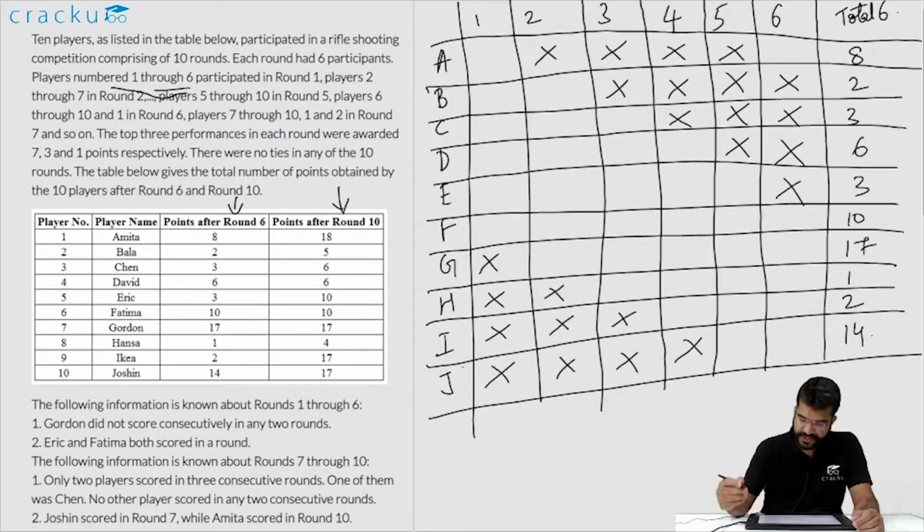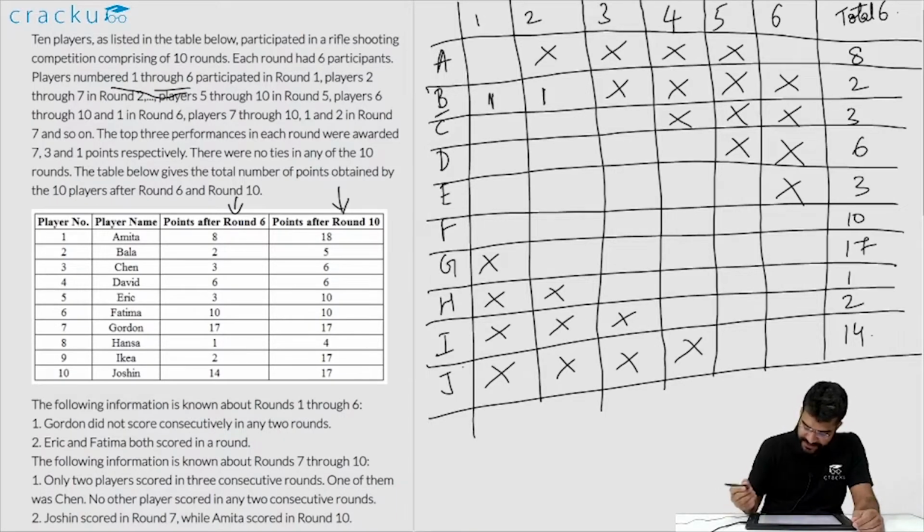So a cross here would suggest that the participant has not participated in the round. Once you get this table, let us try to analyze and fill it up as fast as we can. The first thing you should observe is that the second participant, B, scored a total of 2, and he has participated in 2 rounds.